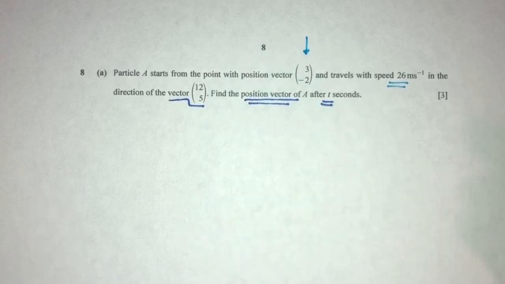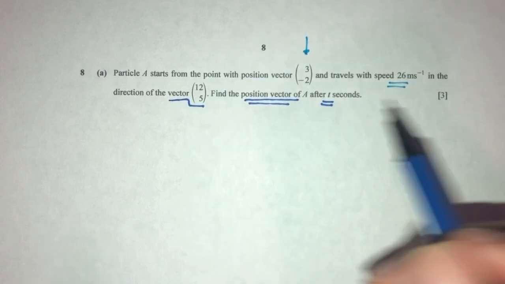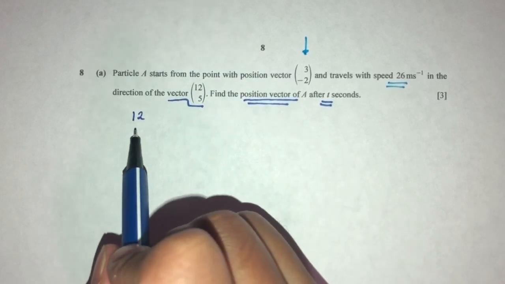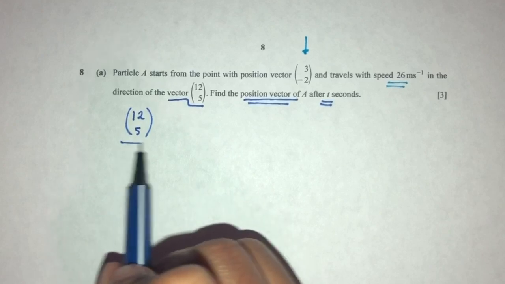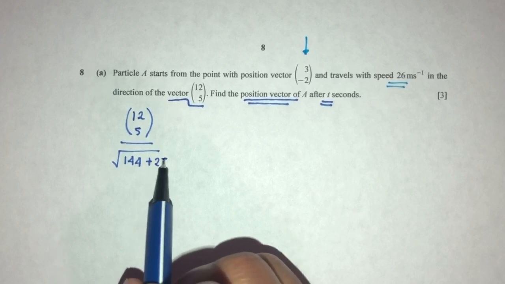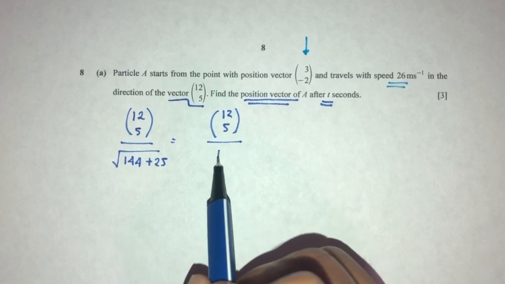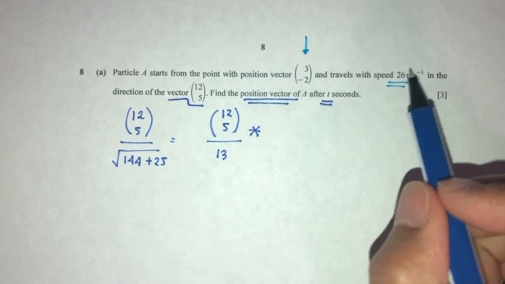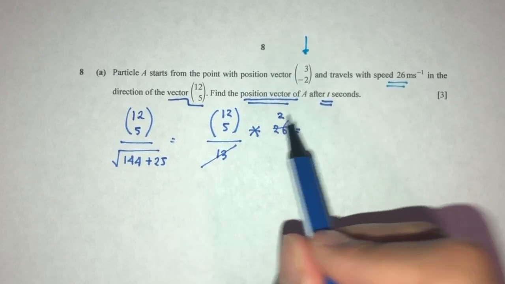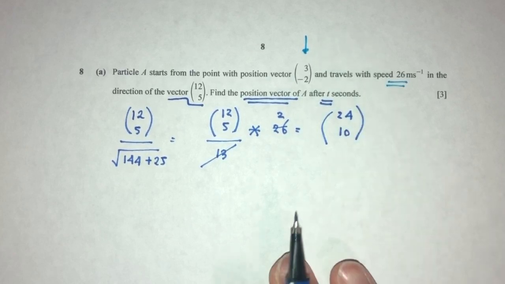So pretty simple. We have the initial position, we just have to find the velocity in this direction, which is what? We have to find the unit vector of this, which is 12, 5, divided by 12 squared is 144, plus 25. That will be all this over the value of 13. Now multiply by 26 to find the velocity. That should become the value of 24 and 10. So this is the velocity.